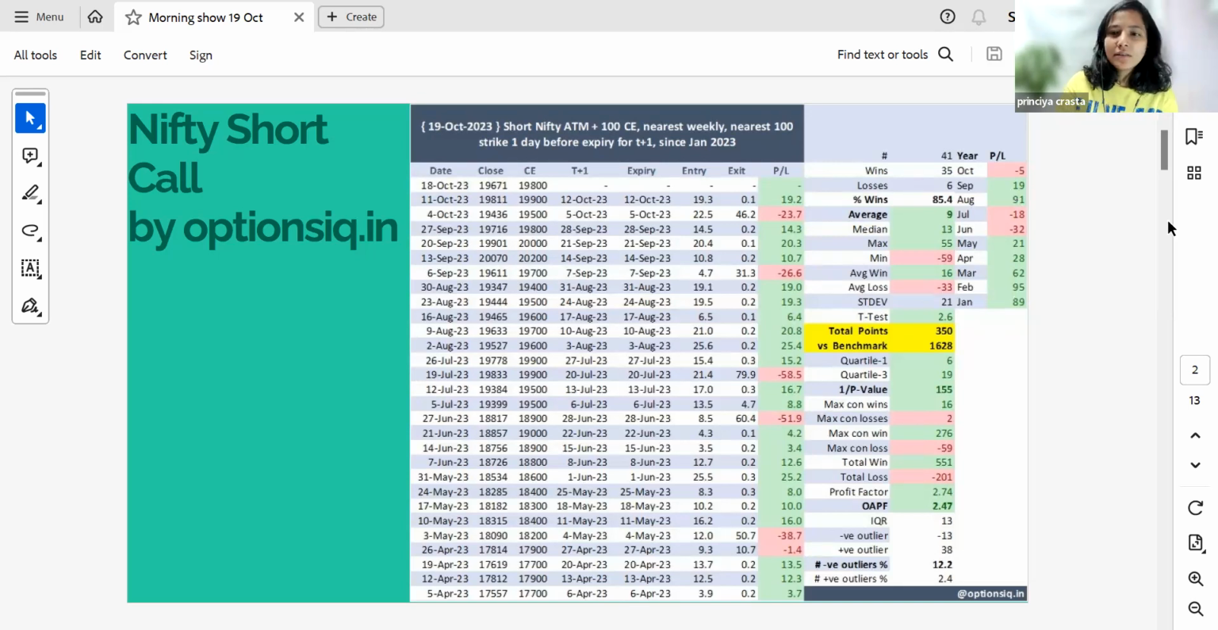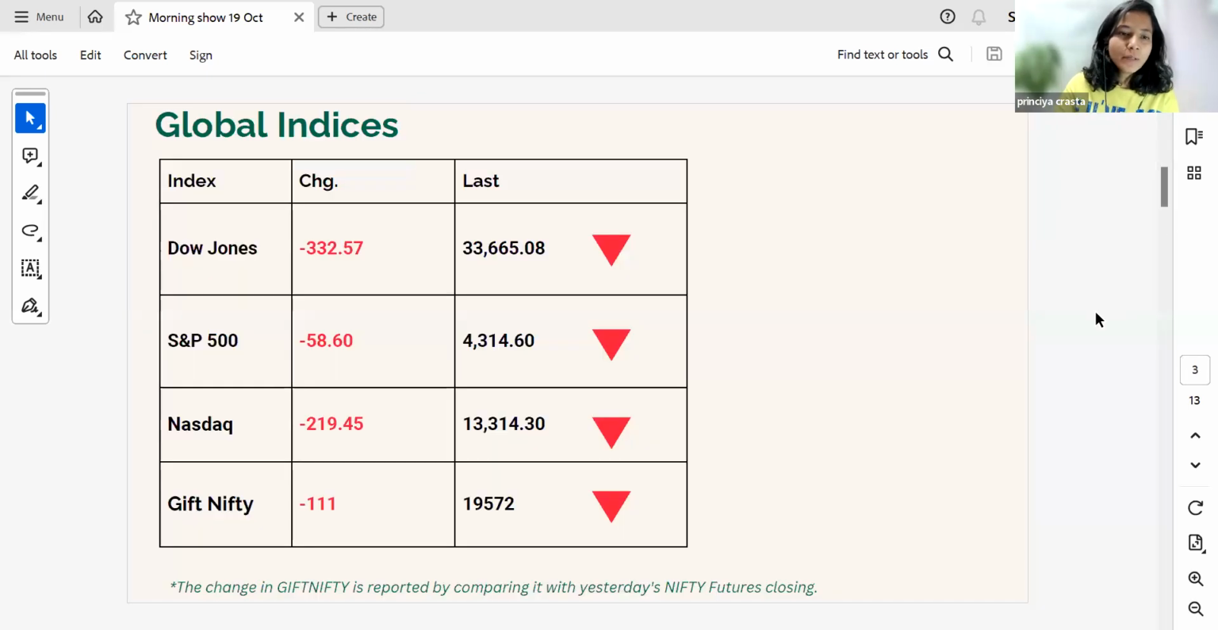Moving further, in global indices, we can see all the frontline indices are down. Dow Jones is down by around 332 points, S&P is down by around 58 points, and Nasdaq is down by around 219 points. If Nifty is down by more than 100 points, it does indicate a gap down start for the Indian Nifty as well.